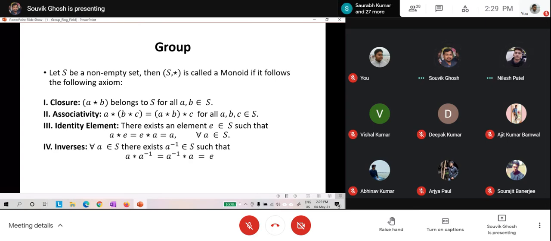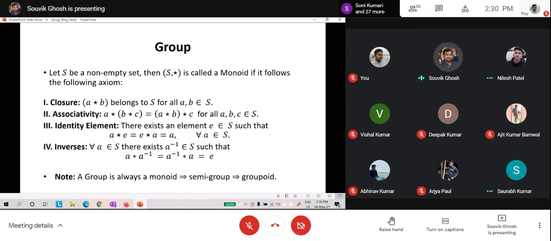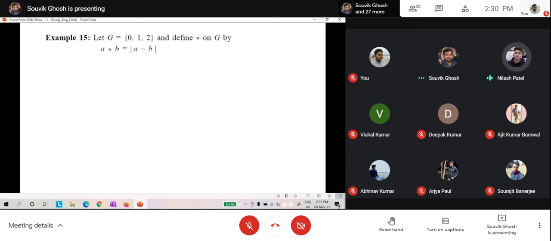Yes, sir. So that means if you are given one group, it is always a monoid, and if it is a monoid, then it is always a semigroup, and if it is a semigroup, then it is always a groupoid. Each property forms one algebraic structure, and each algebraic structure has a different name.